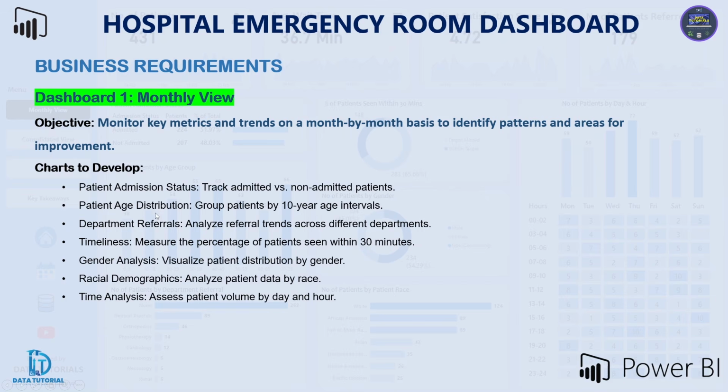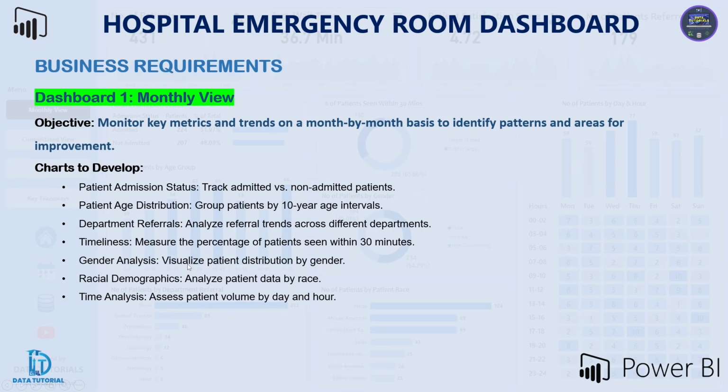So the second one is patient age distribution. We usually create a frequency or a bin chart for this. That is what I have created. Here we have to group our patients by 10-year age intervals, right? Then we have to find out department referrals across different departments. Then timeliness is nothing but measuring the percentage of patients seen within 30 minutes, right? That is what we have to find out.